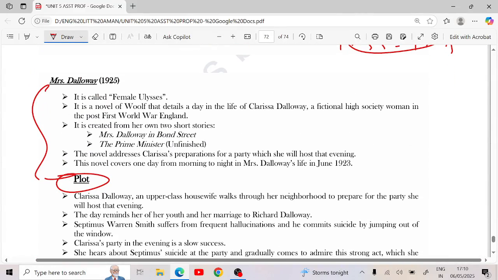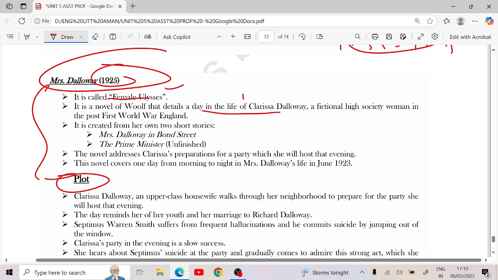So सबसे पहले ऐसे आपको हेडिंग डालनी है. When it was published in 1925, it was called the female Ulysses. So there may be a question with 4 options, 4 works given, in which it will be asked: tell me which one is called the female Ulysses. So the right answer is Mrs. Dalloway. It is the novel of Woolf that details a day in the life of Clarissa Dalloway, यही तो है हमारी protagonist.